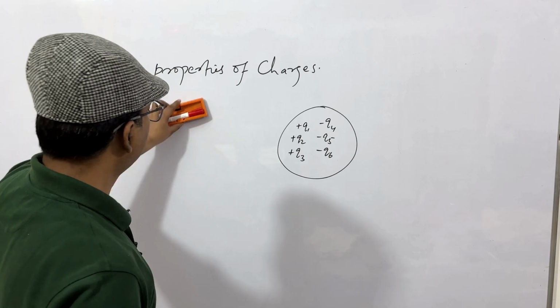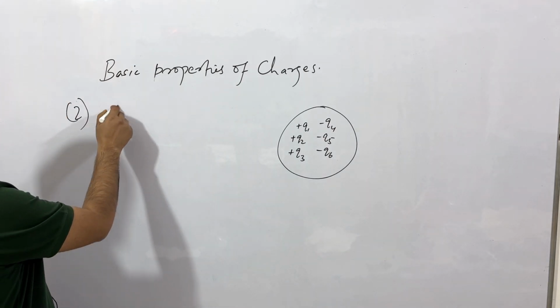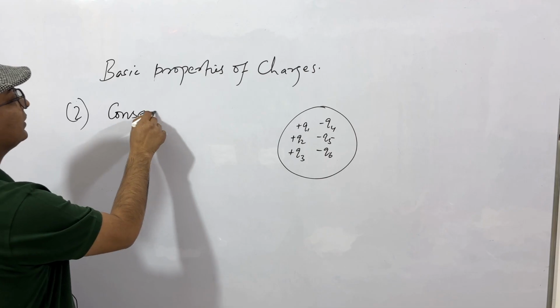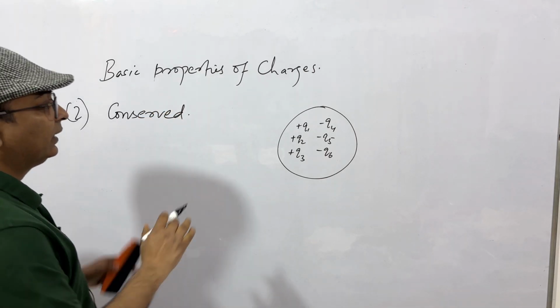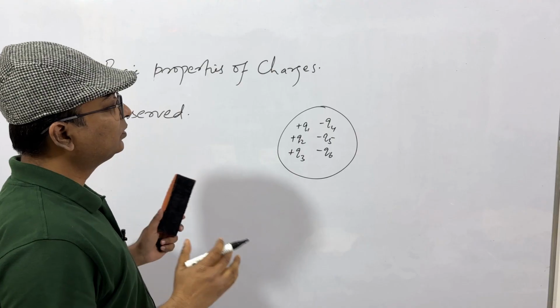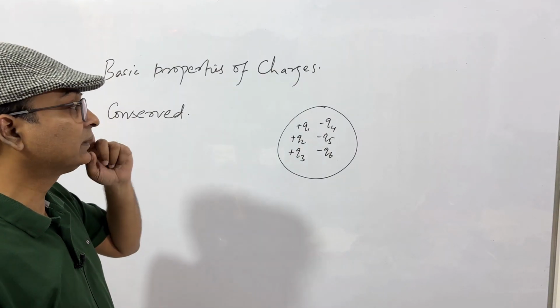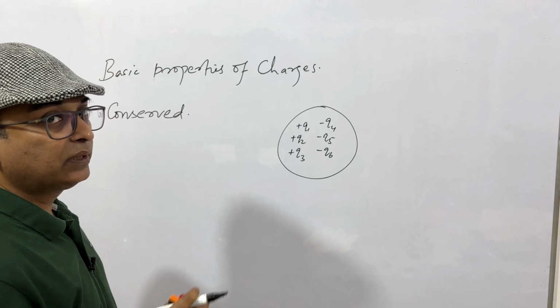The second property of electric charges is that it remains conserved. That is, for an isolated system, the total amount of charge remains conserved, or the total charge inside it remains conserved. What is the meaning of this?